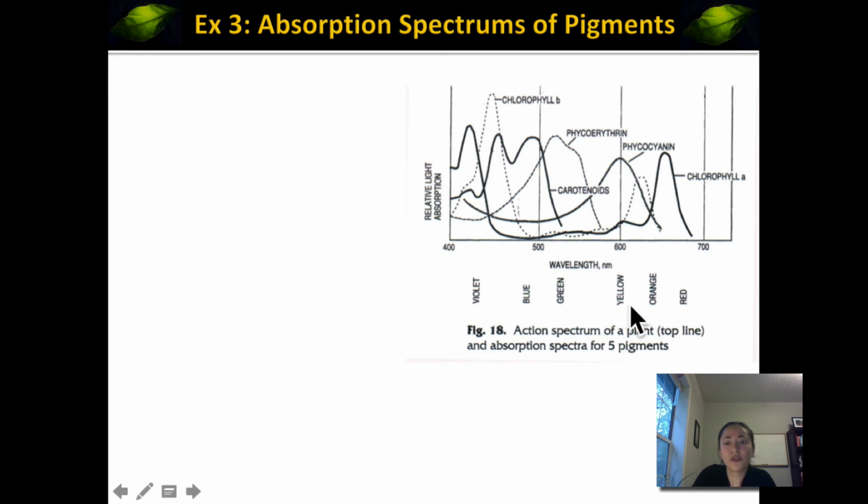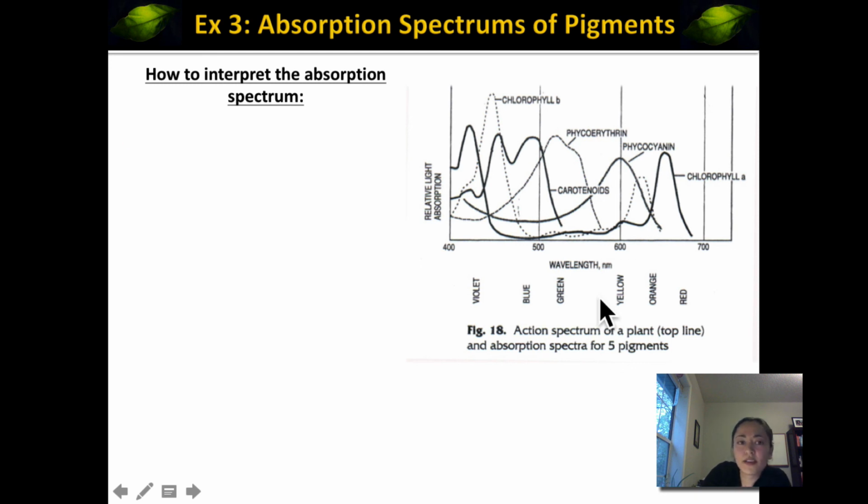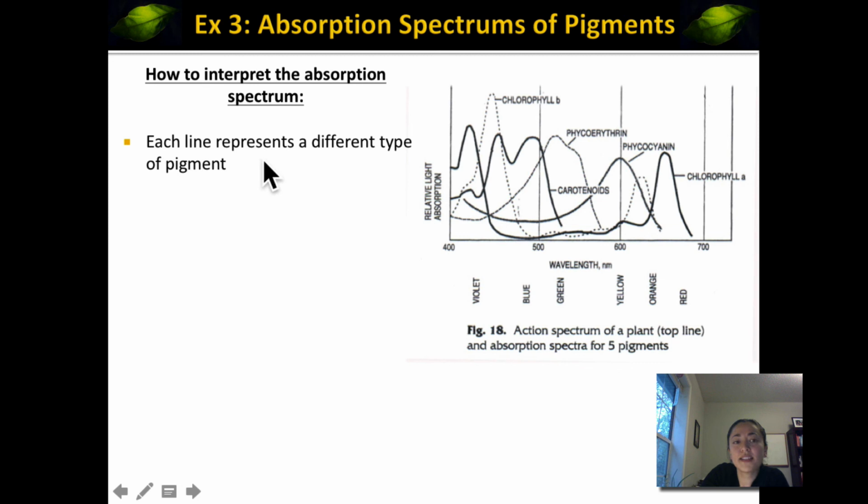Here's an example absorption spectrum on the right here. And let's talk about how to interpret this. First off, you've got to realize that each line represents a different type of pigment. So this is a different type of molecule in a plant that can absorb light, like chlorophyll or carotenoids and so forth.